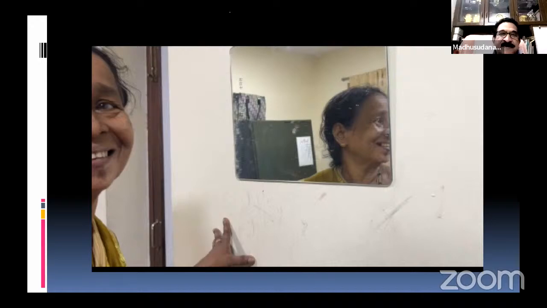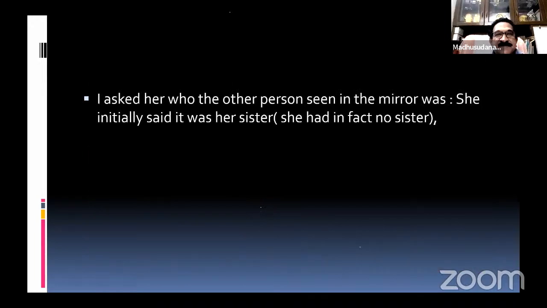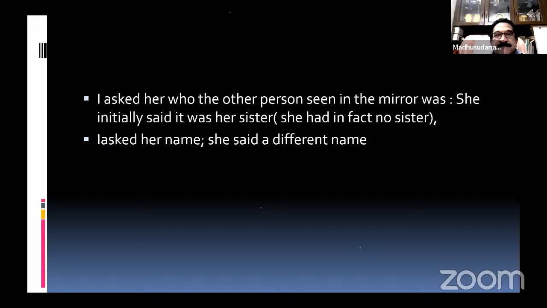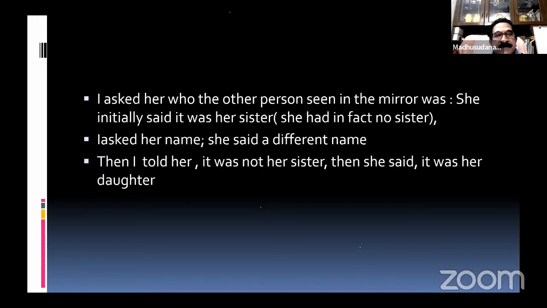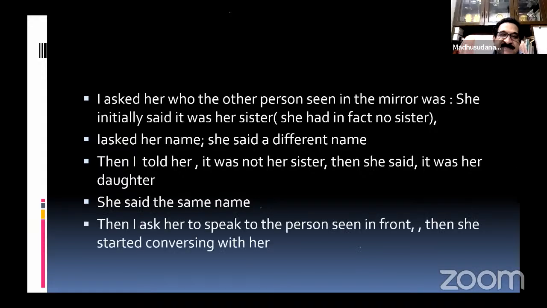I think I'll tell you the three parts. I asked her who the other person seen in the mirror was. She initially said it was her sister. She had in fact no sister. I asked her name. She said a different name for the person seen in the mirror. Then I told her it was not her sister. Then she said it was her daughter. She said the same name. Then I asked her to speak to the person in front, and she started conversing with her.